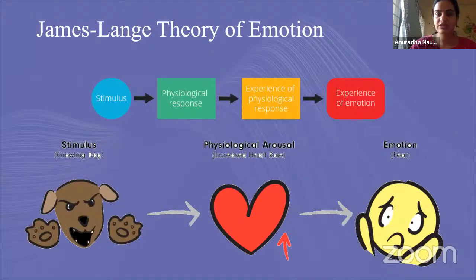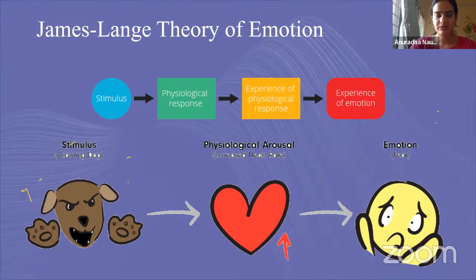So there will be stimulus, there will be physiological response, then there will be the experience of that physiological response, and then there will be experience of emotion. So what they said is that there is a certain way of going about understanding emotion, which is, as you can see, stimulus, physiological response, experience of physiological response, experience of emotion. You are walking down the street, you see a dog who's being aggressive, your heart rate increases, you have trouble breathing, you start getting dry mouth, and then you experience the emotion, which is fear. Now you're understanding that I'm afraid of the dog.